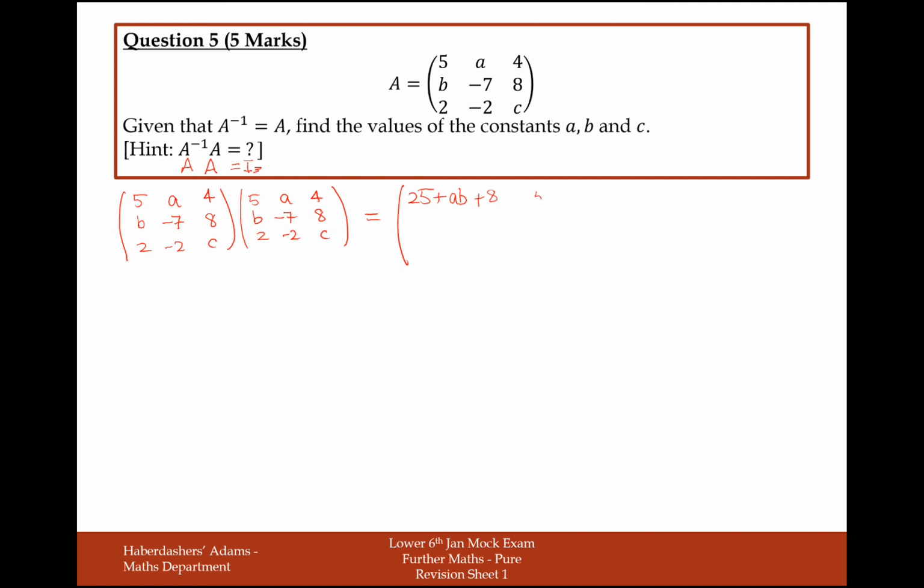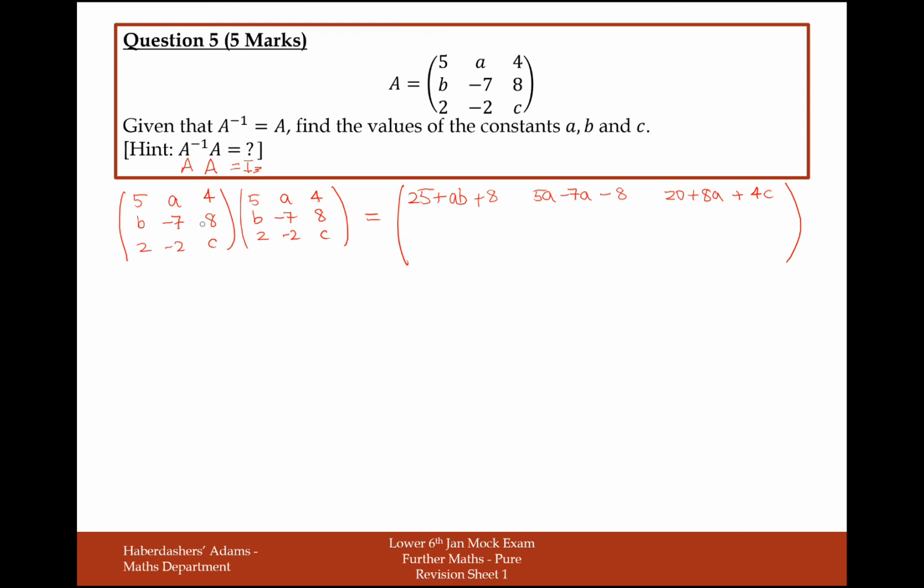5 times a is 5a. Working across here and down this column, a times minus 7 is minus 7a, and 4 times minus 2 is minus 8. Next one. 5 times 4 is 20, a times 8 is plus 8a, and 4 times c is plus 4c. So that's the top row of my matrix complete.